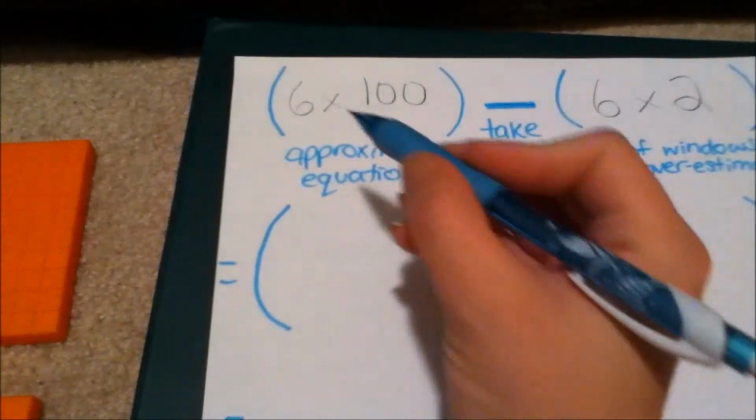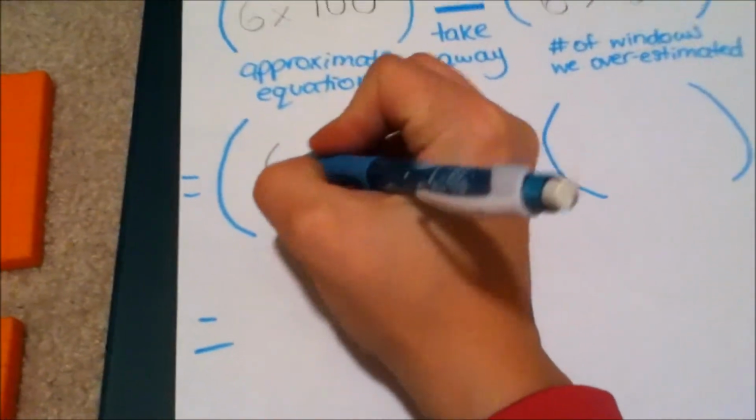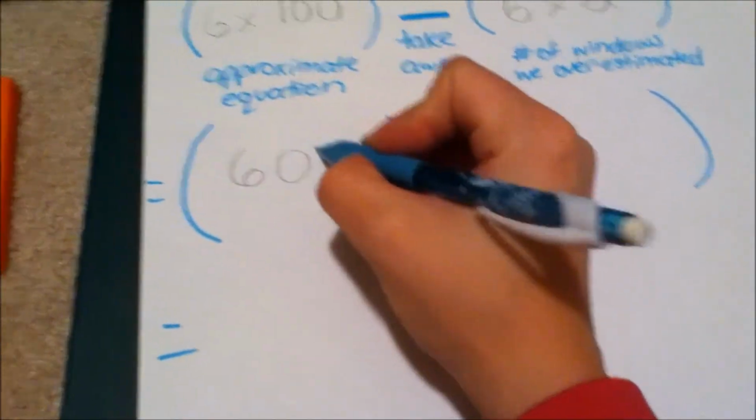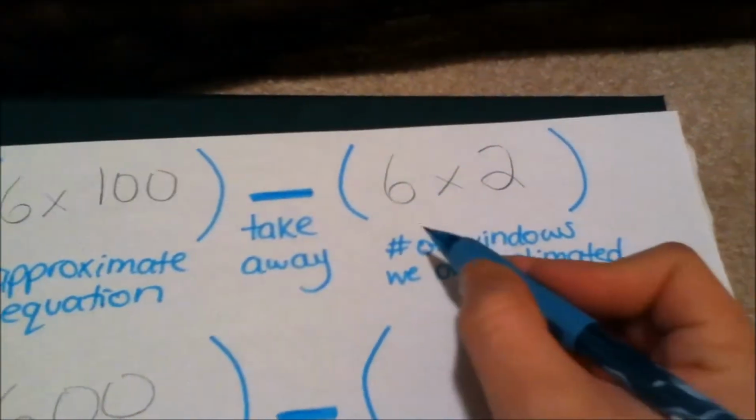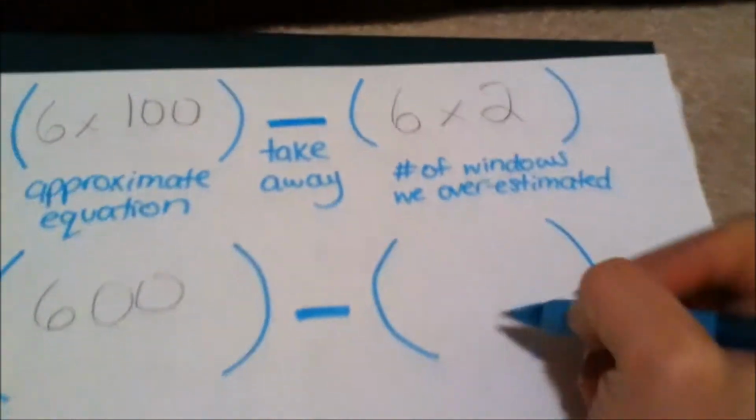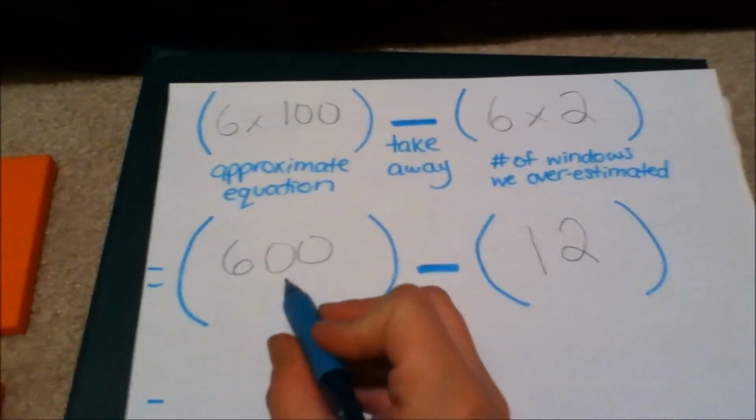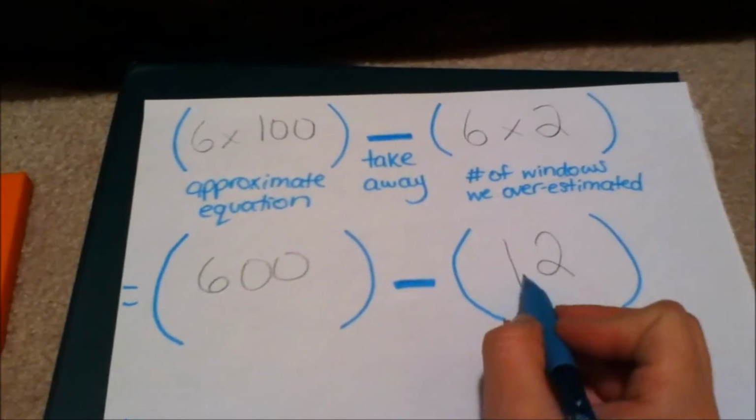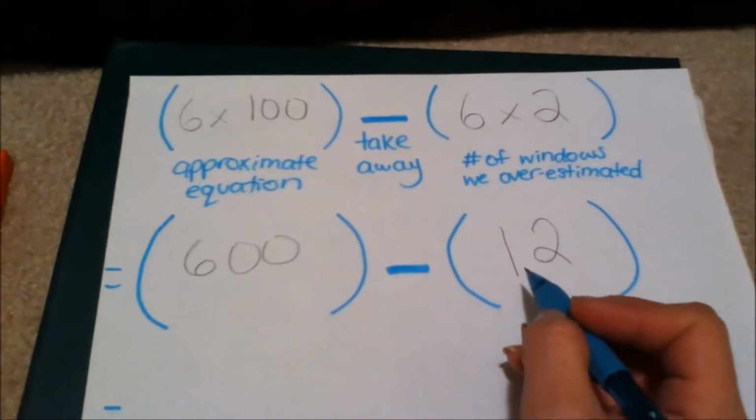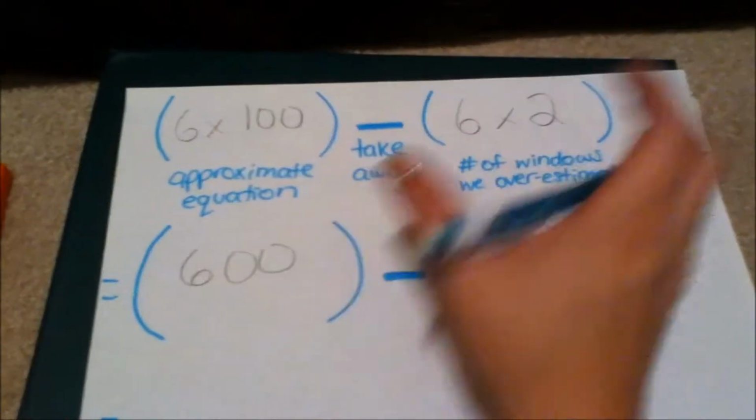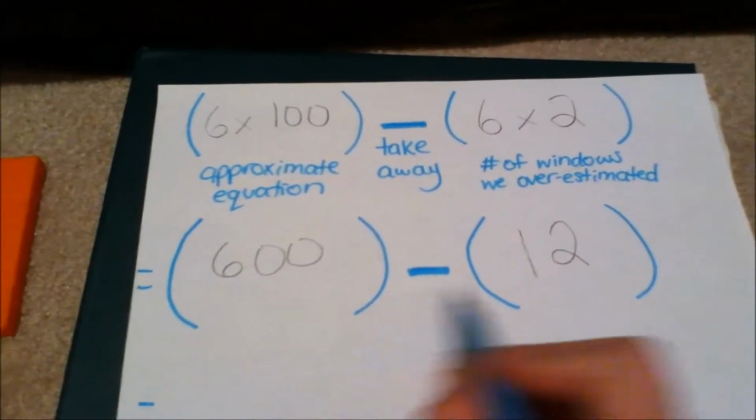So as we already know, 6 times 1 is 6. We add the 2 zeros, so we've got 600, take away, and 6 times 2 is 12. So our numbers here now are 600 take away 12. You can imagine that if the brackets weren't there, that's all that the equation would be. I just keep the brackets there to keep them separate. So, 600 take away 12.